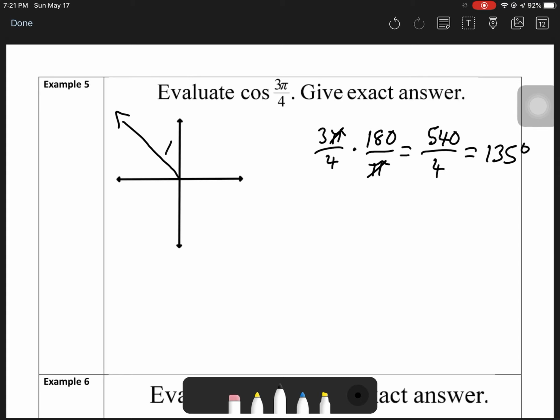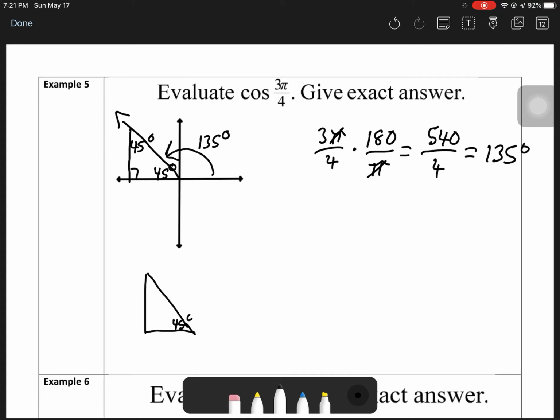So the reference angle here, finally we have something other than the 30 or the 60. This is going to be 45 because that's what it would take to get to 180. So now we have the other special right triangle, which is the 45, 45, 90. So I'm going to draw that down here really quick.